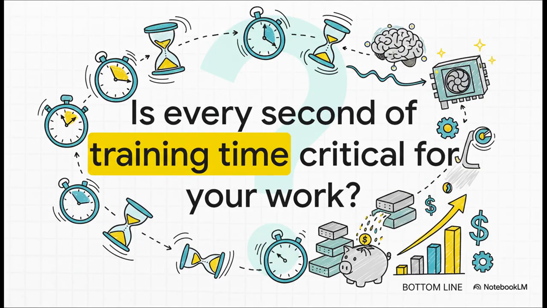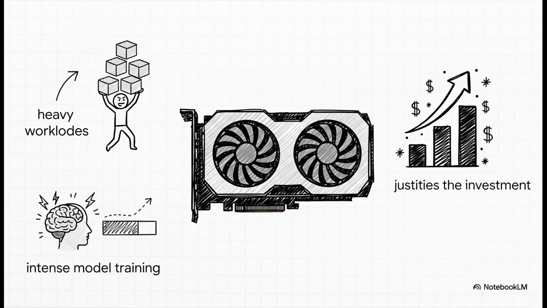But what if you're on the other side of that coin? What if every single second you spend waiting for a model to finish training is a second you're not making progress? What if that time is directly tied to your project's success or your bottom line? If that sounds more like your reality, then the RTX 4080 is the obvious choice. It's purpose-built for those heavy, constant workloads. It's for people doing frequent, intense model training. It's for any scenario where shaving 10, 15, or even 20% off your wait times easily justifies that higher price tag.